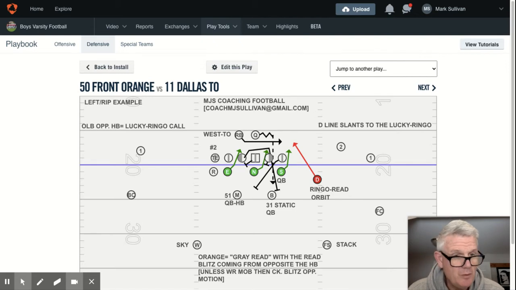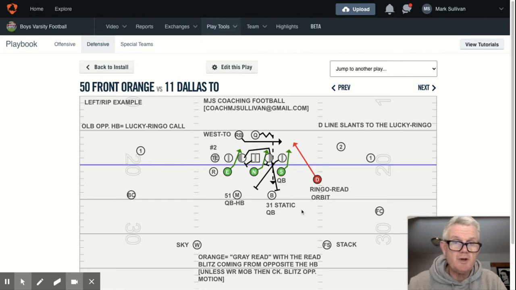Hopefully that makes a little bit of sense. Gray read, again, the read blitz is on the side of the back, or the side of the motion. So it's a whole different read. We have a blitz coming from both sides of the same play, whether it's a power read or a zone read. In particular, this is really for what would be considered a power read.